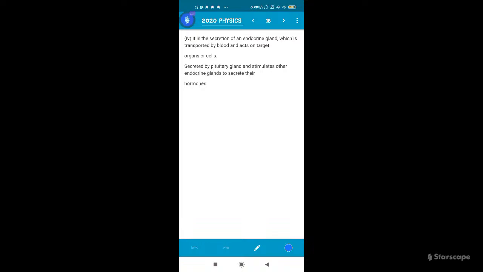For example, if you are talking about the gonadotropic hormones, they are responsible for stimulating the gonads, the testis and the ovary, in order to secrete their secretions. The pituitary gland, like I told you, is the master gland. So from the master gland certain hormones are released, which push the other endocrine glands to secrete their hormones. I hope it is clear.